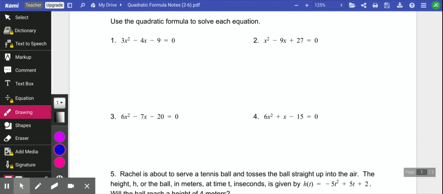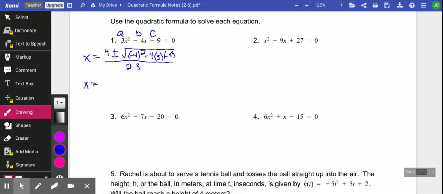Something that you may want to do just to get started is label A, B, and C. So A is 3, B is negative 4, and C is negative 9. So to use the quadratic formula, you're going to go like this. X equals negative B, so that's the opposite of what B is, so 4, plus or minus the square root of B squared, so negative 4 squared, minus 4 times A times C, all over 2 times A.